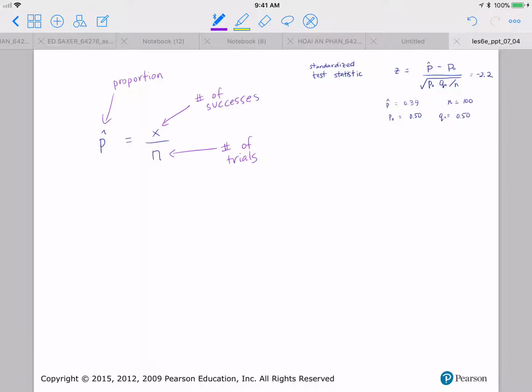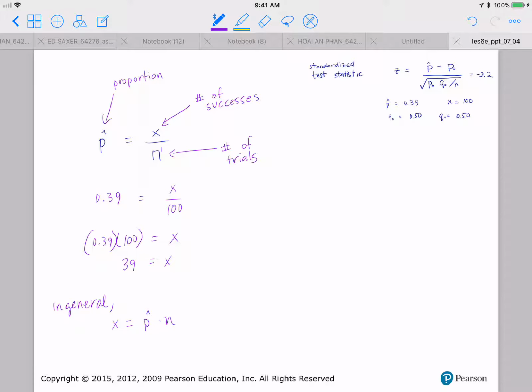So in our case, we've been told that p hat is equal to 0.39 and n is equal to 100, and so we can solve for x. So x is going to be 0.39 times 100, which is going to be 39. So in general, the way to find x is going to be p hat times n.